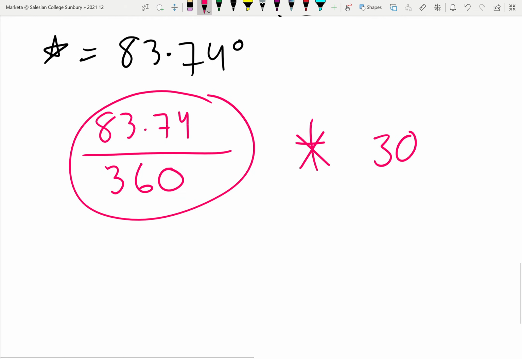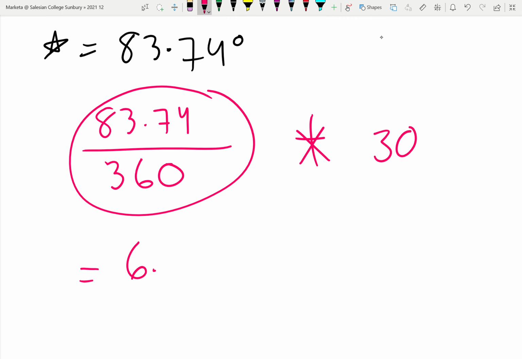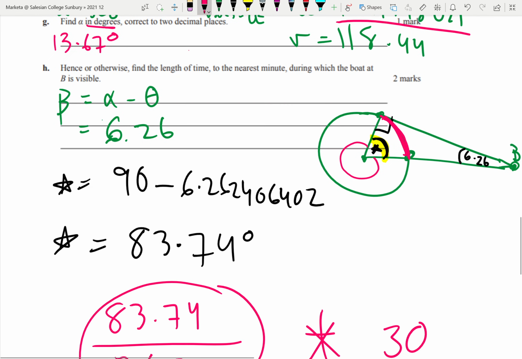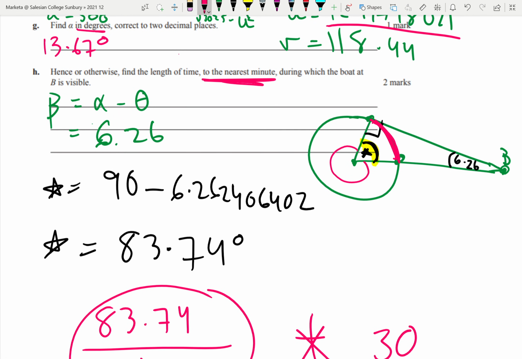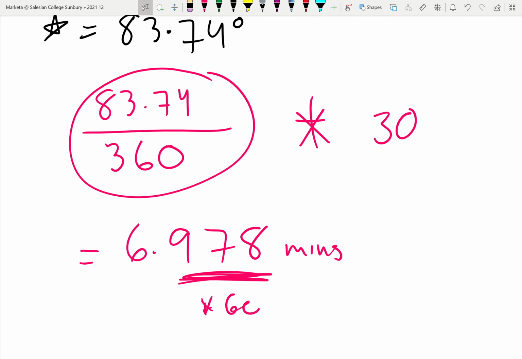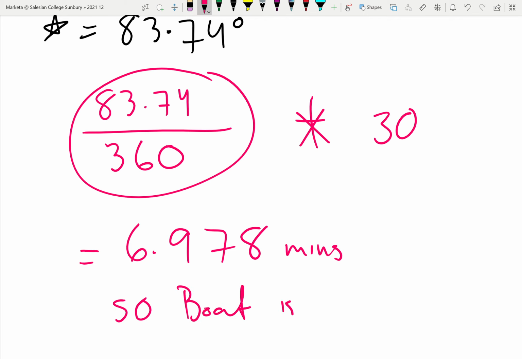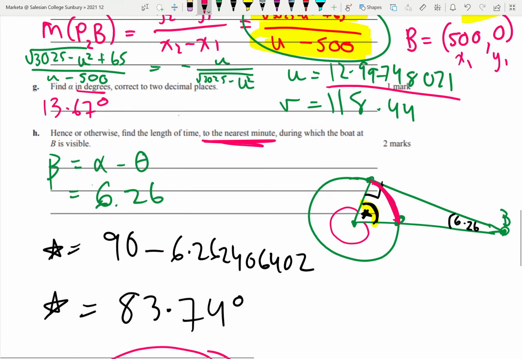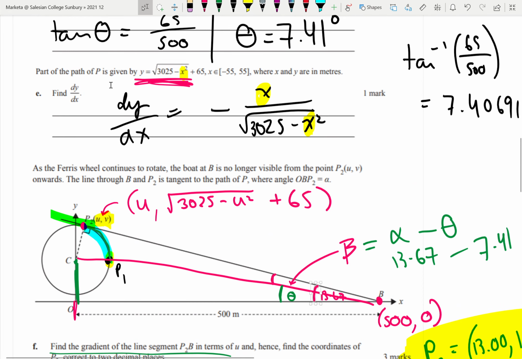Okay, I'm getting 6.978, and that'll be in minutes. We could work out the seconds by multiplying that by 60, but I better read what it says: find the length of time to the nearest minute. Actually, that's much easier. During which the boat at B is visible. So it must be 7 minutes, so we won't be multiplying by 60 at all. The boat is visible for 7 minutes. And that completes the Ferris wheel question from the 2017 exam.